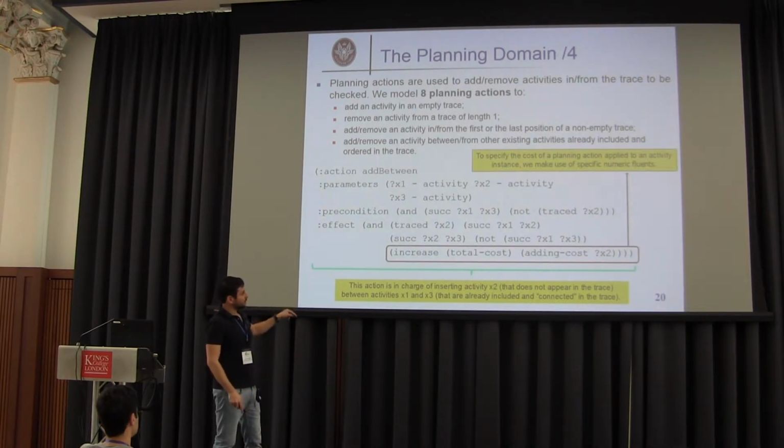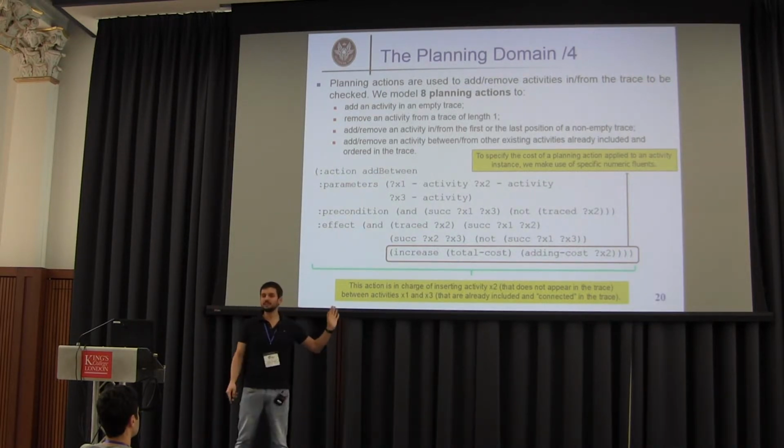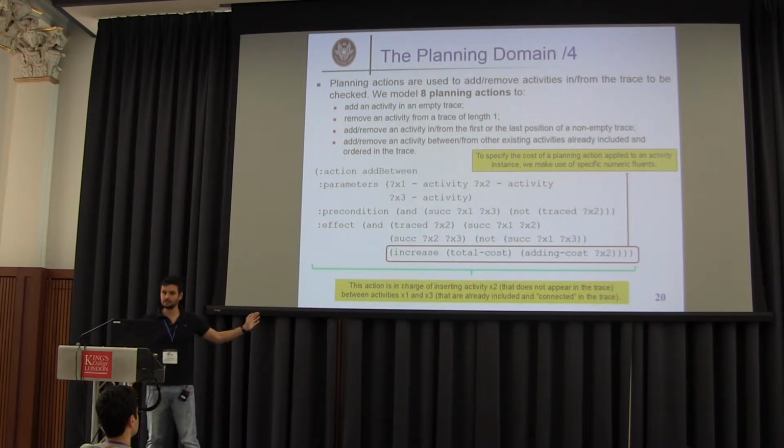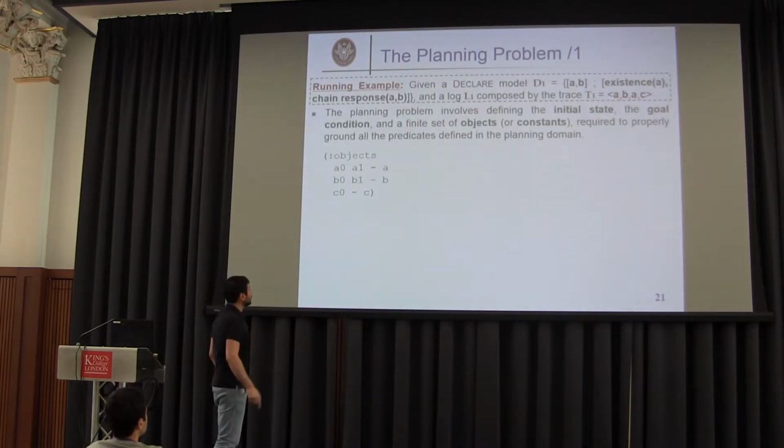An important aspect is that for any add or removal activity, we specify the cost of adding or removing that activity instance in the trace. Okay? What about the planning problem?